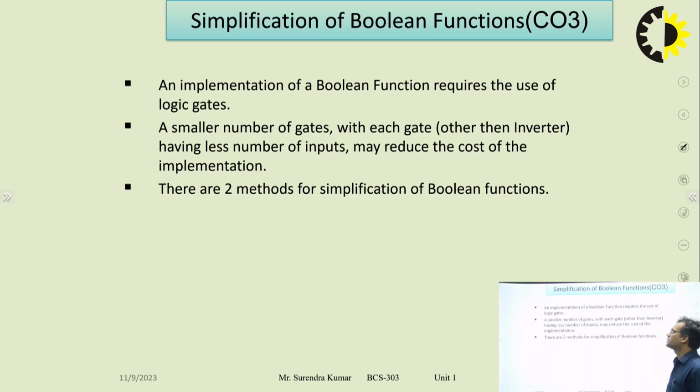Simplification of Boolean expressions is our topic here. An implementation of a Boolean function requires the use of logic gates. A smaller number of gates, with each gate other than the inverter having fewer inputs, may reduce the cost of the implementation. So our basic purpose in studying and discussing the K-map is to reduce the cost of the implementation, and this cost will be reduced with the help of simplification of Boolean expressions, or reducing the expression.